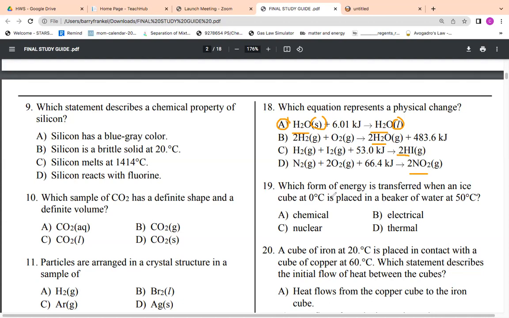Number 19, which form of energy is transferred when an ice cube at 0 degrees is placed in a beaker of water at 50 degrees Celsius? So this is basically heat. We're going to want to go with thermal energy. Number 20.